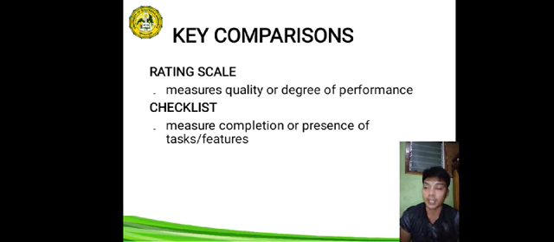Unlike rating scales, checklists do not provide information about the quality of performance, only whether or not required actions were taken. In summary, rating scales focus on evaluating the degree of performance, while checklists focus on the completion of tasks or requirements. Both tools are valuable in assessments, but serve different purposes depending on whether the goal is to measure quality or to ensure completeness.